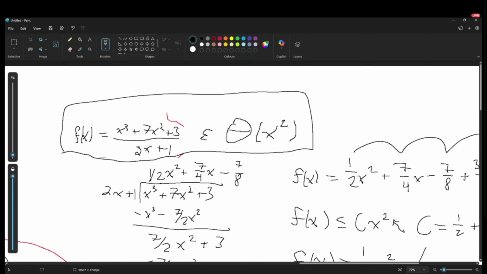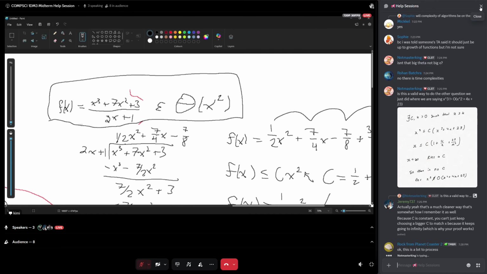Okay, so is this a valid way to do the other question we just did, where we're saying x cubed does not equal there exists C?